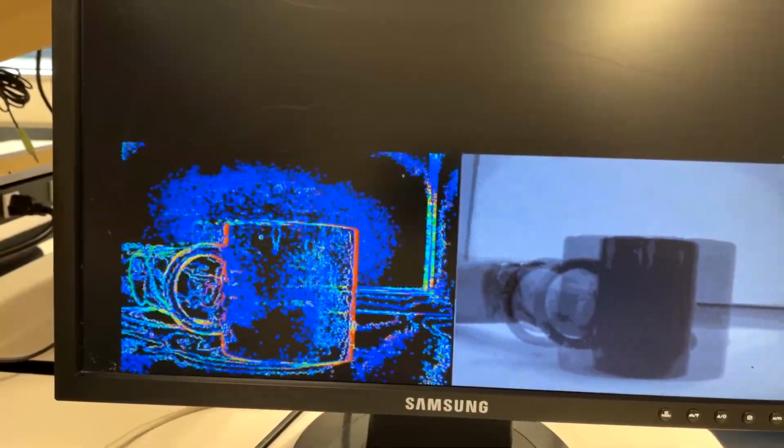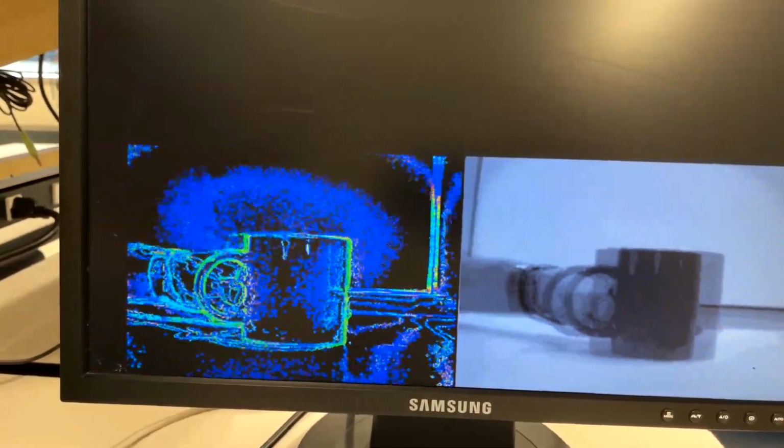And now this is the same experiment, but using the Census disparity calculation algorithm. Let's see the object, the mug, being far away from the camera system, mostly blue. As it gets closer to the camera system, it becomes reddish. Going back.